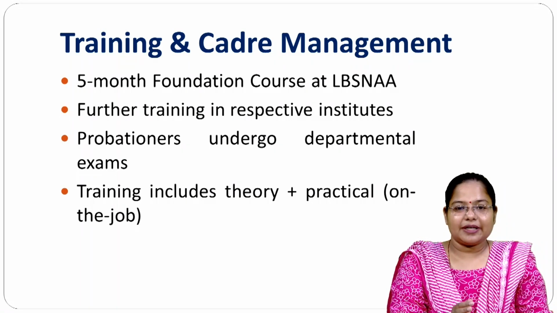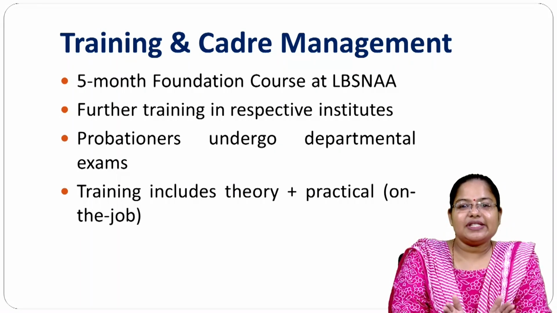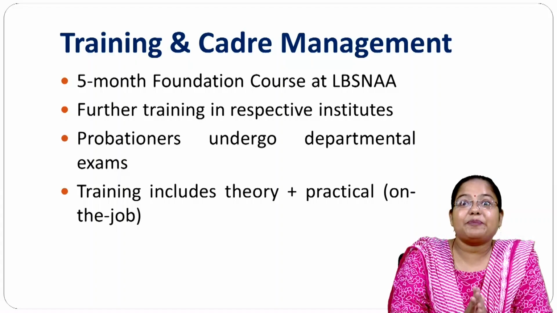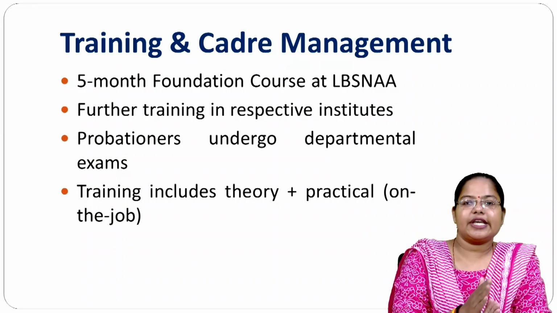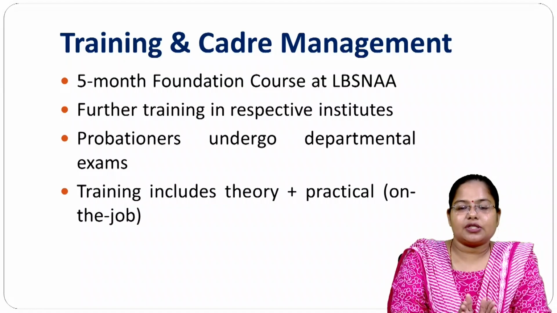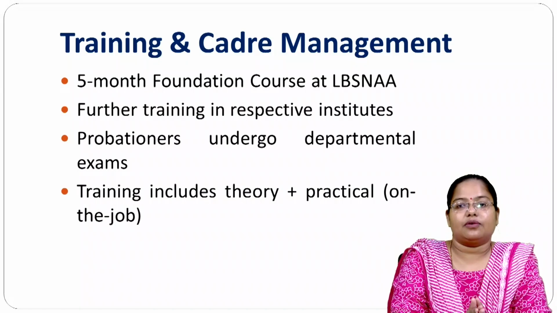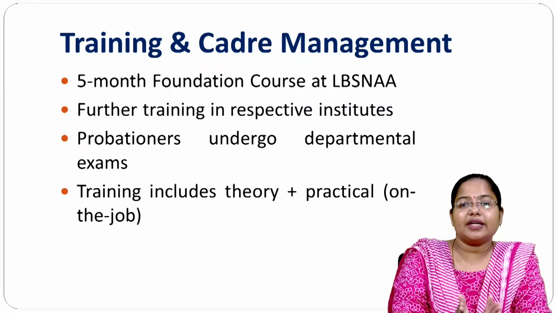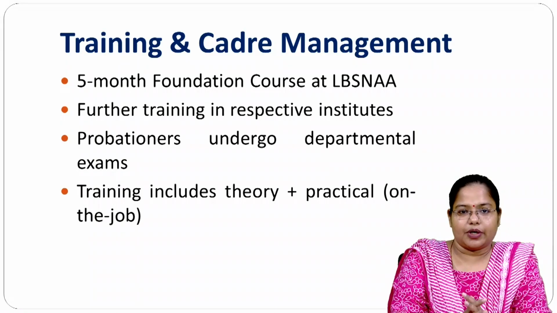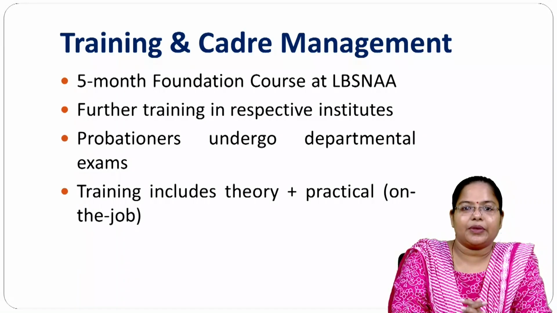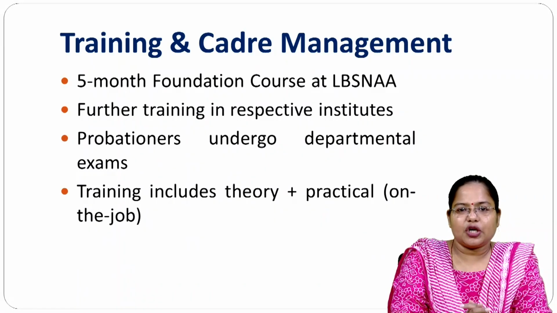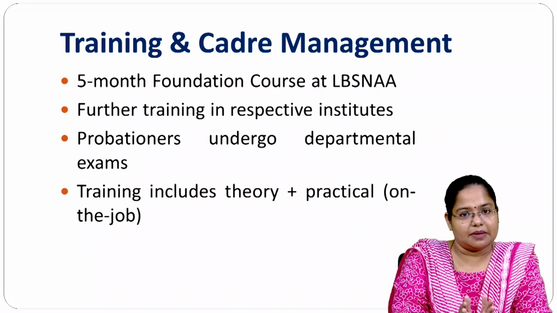After that, friends, Central Service officers go to their specific training institutes. After completing the 5-month course, they go to the specific training institute. For example, an IRS officer goes to NADT in Nagpur. An IAAS officer goes to the Audit Academy in Shimla. Their training includes classroom learning, field attachments and departmental exams, friends.